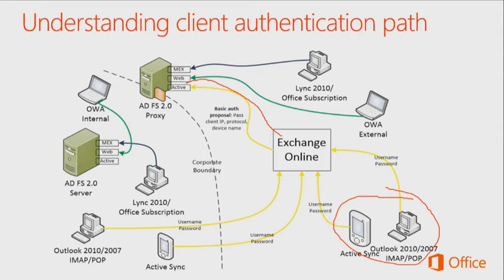And then even on-premise is going to talk to Exchange Online through the ADFS proxy server. So they're all going to talk through the ADFS server and then get authenticated for Exchange Online. Once Exchange Online sees that they've been authenticated, then it gives them access to the services that they have licenses for.